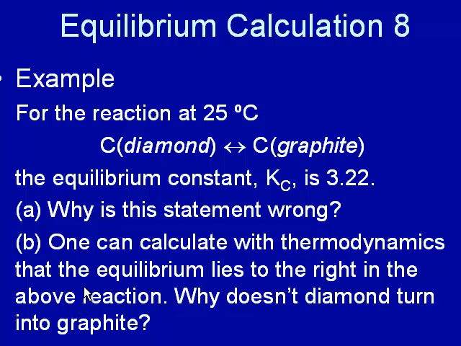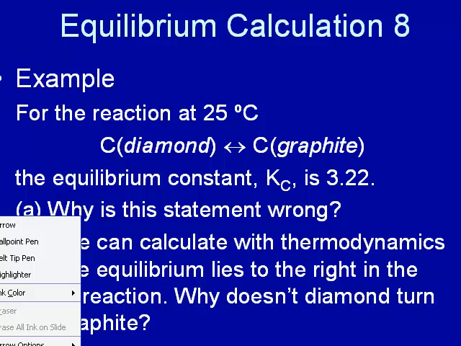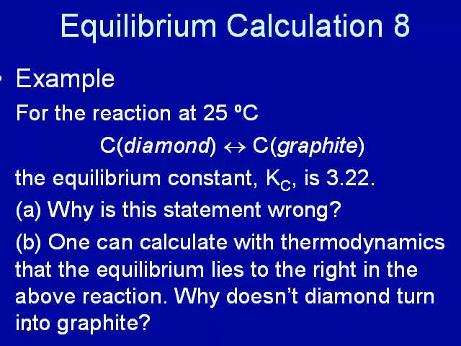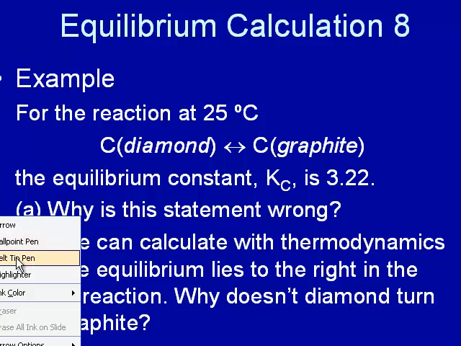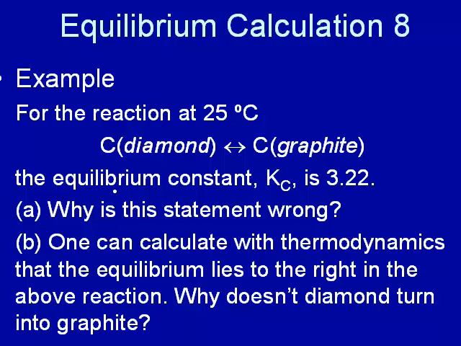Okay, one more problem, equilibrium calculation. Not really a calculation, it's just sort of a thought problem here. Let's look at this reaction: C diamond going to C graphite. Okay, it looks like this is a solid state reaction. Diamond going to graphite. All right, we say the equilibrium constant Kc is 3.22.